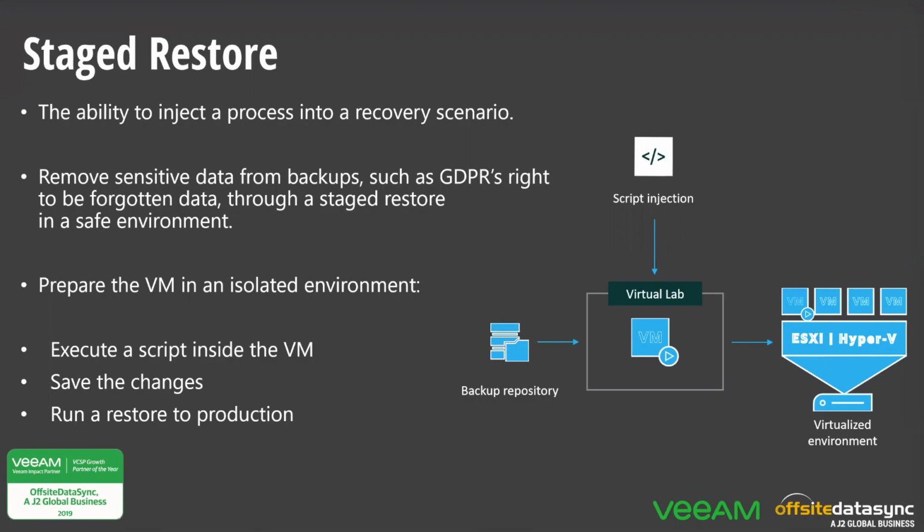So what we're going to do is take that backup repository or that backup file, and mount that into that virtual lab. We're going to inject the script in while it's in that isolated environment to remove John Smith's data. And then we're going to continue that recovery process back into our hypervisor.